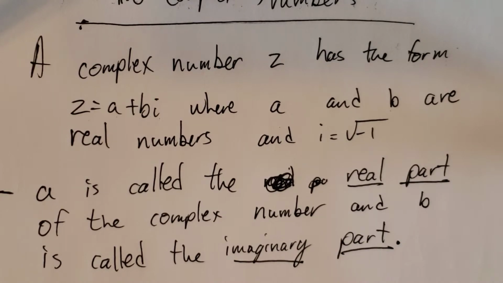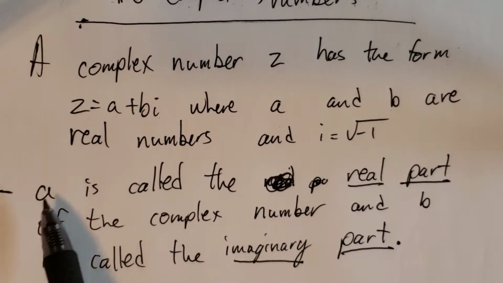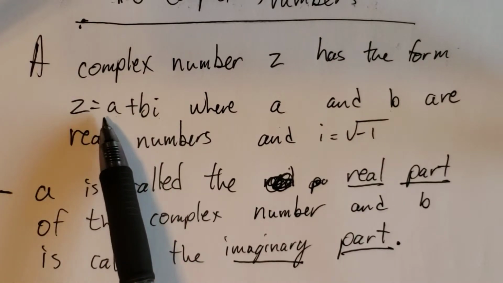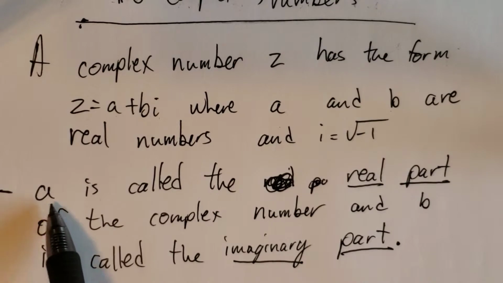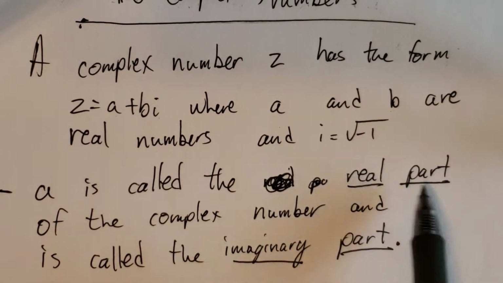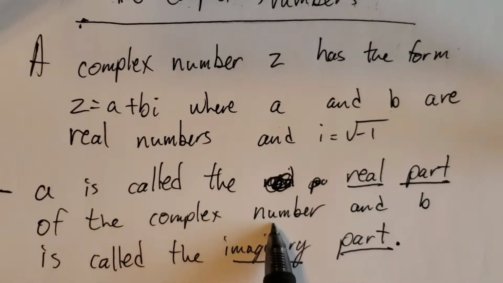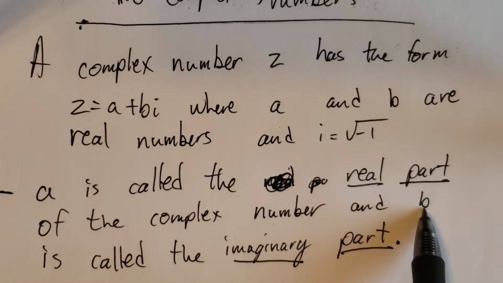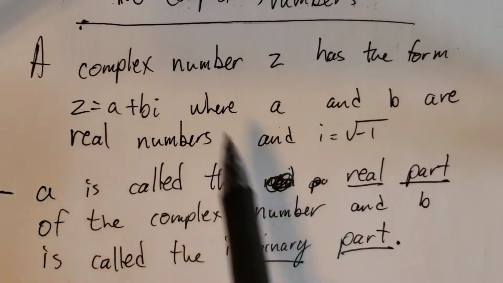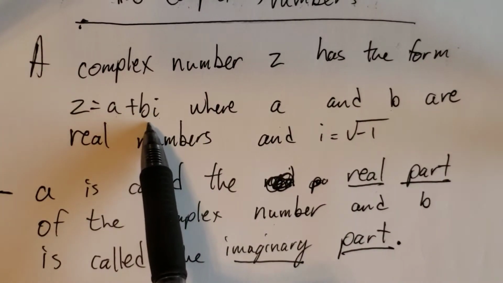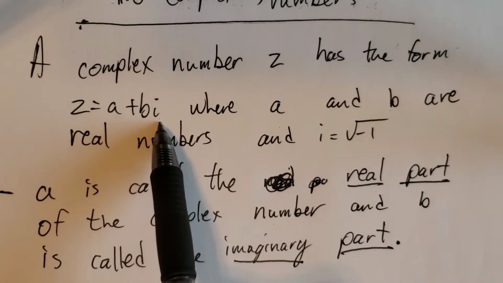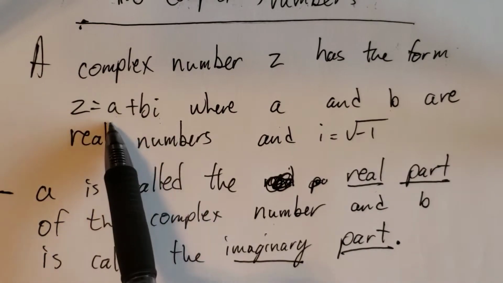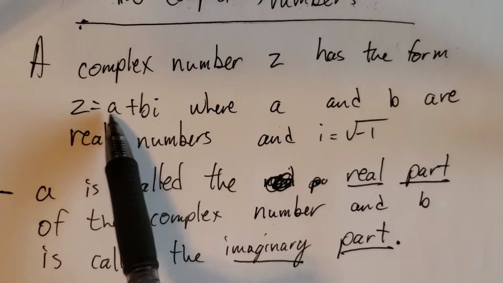And how do we do that? Well, we do that using complex numbers, which again are of the form z is equal to a plus bi. a is a real number, and it is called the real part of the complex number. b is also a real number, but it is called the imaginary part. Why is it called the imaginary part? It's the part that's attached to the i, that square root of -1, which is our imaginary number. a is the real part because it is not attached to the i.